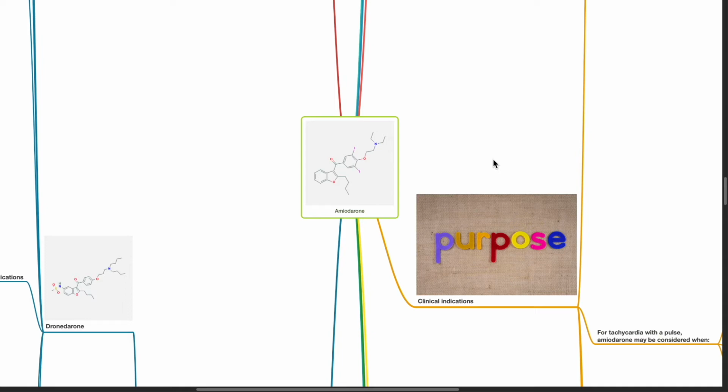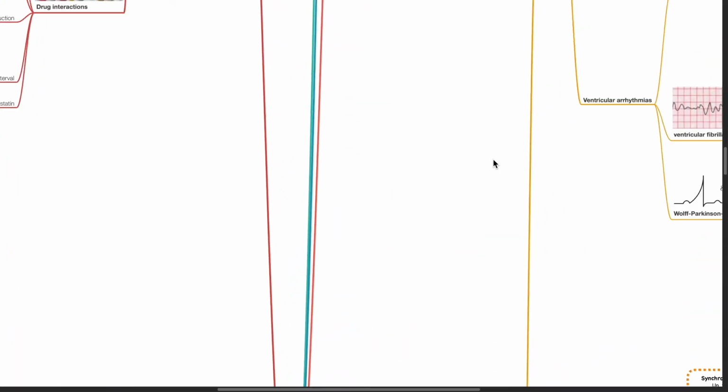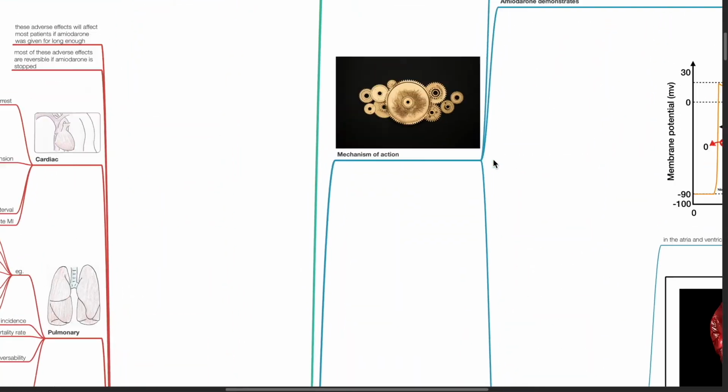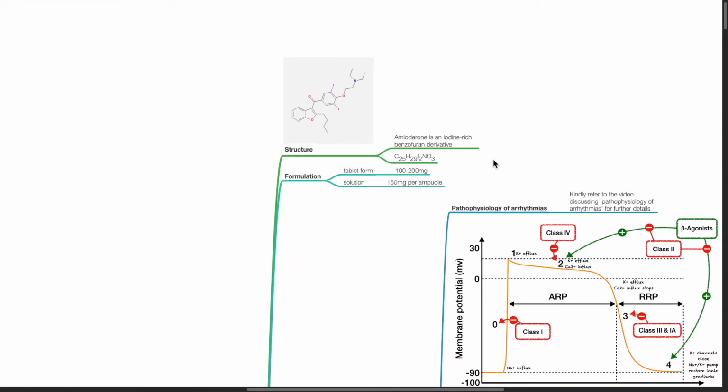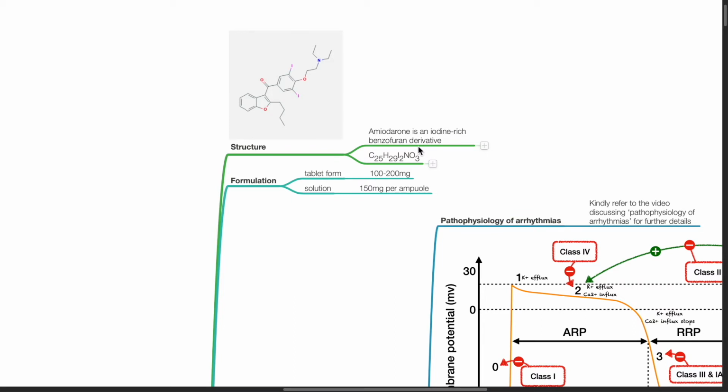Today we'll be discussing amiodarone. Amiodarone is an iodine-rich benzofuran derivative with a chemical formula of C25H29I2NO3. Formulation in the tablet form is 100 to 200 mg. In solution, it is 150 mg per ampule.